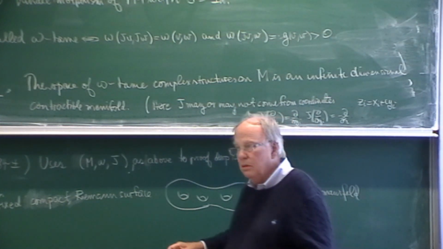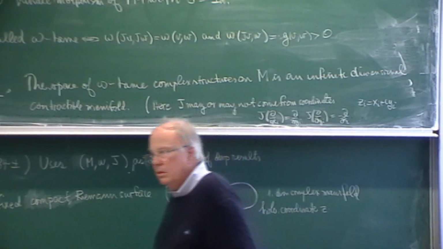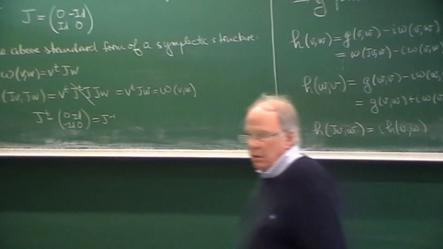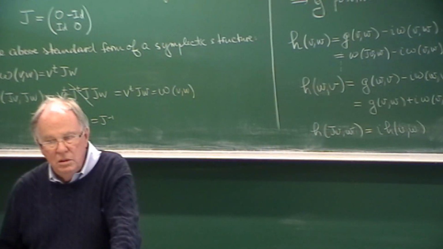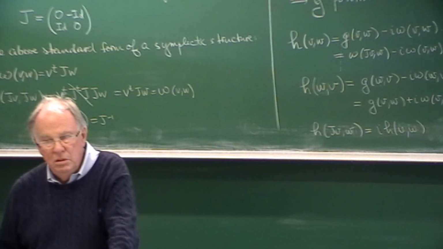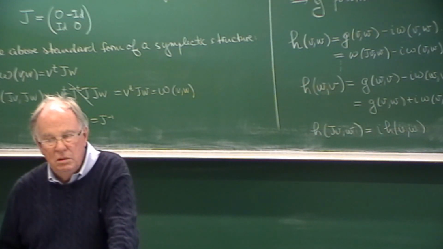One question maybe I should have asked a little earlier. Regarding this infinite dimensional contractible manifold, all the J's. All possible J's, yes. Why would it be infinite dimensional when, for instance, omega itself, the form, is finite dimensional?